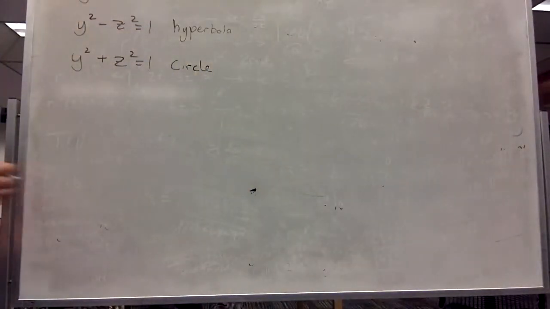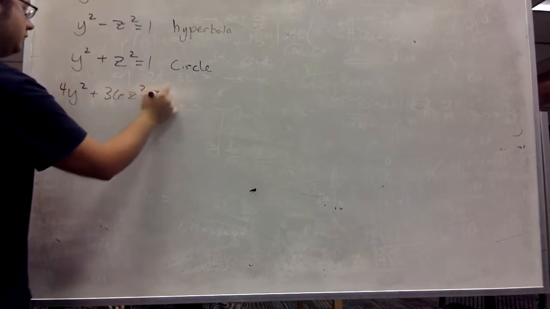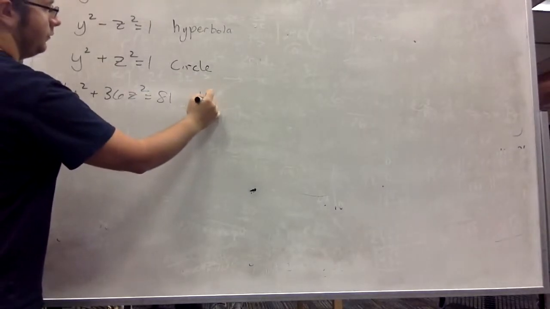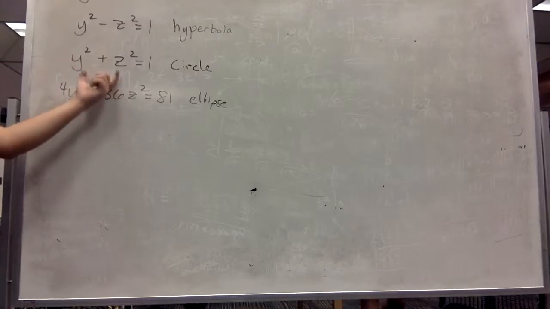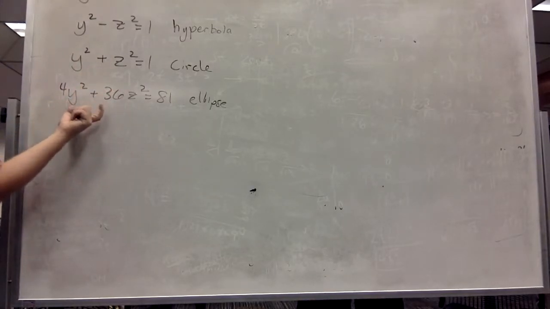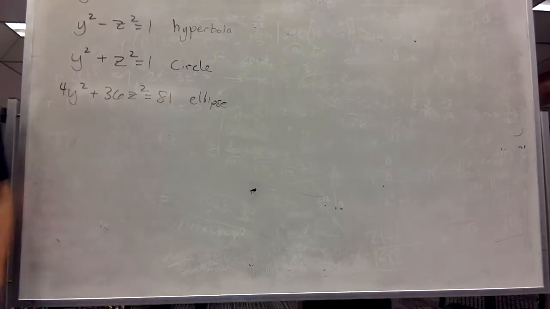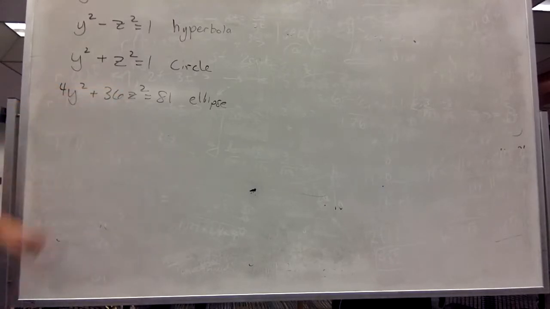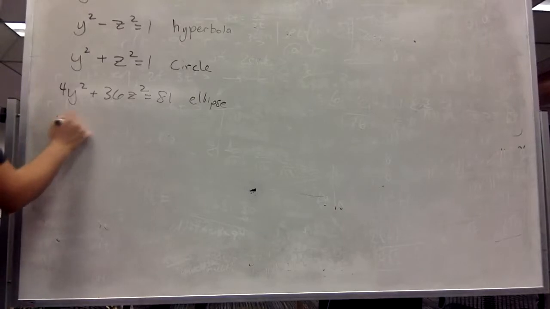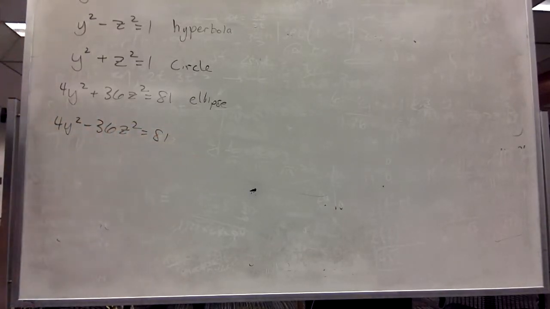To be more general, this is an ellipse. How does it differ from a circle? We have the y squared and the z squared like we have here, but the coefficients of y squared and z squared are different, 4 and 36. Right? And any time the coefficients of x squared, y squared, or z squared differ, then it's an ellipse. But if they're the same, it's a circle. And when you're dealing with a minus sign here, it's a hyperbola.